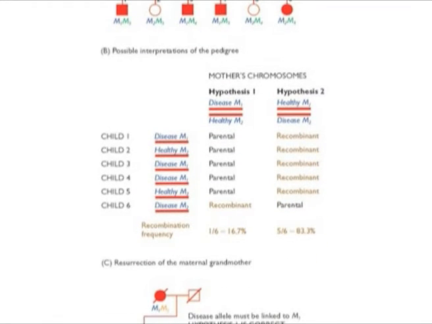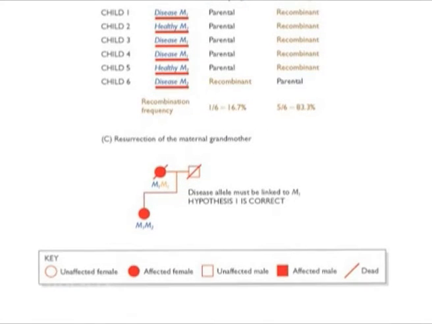The pedigree can be interpreted in 2 different ways. Hypothesis 1 gives a low recombination frequency and indicates that the diseased gene is tightly linked to microsatellite capital M. Hypothesis 2 suggests that the gene and microsatellite are much less closely linked. The issue is resolved by the reappearance of the maternal grandmother, whose microsatellite genotype is consistent only with hypothesis 1.